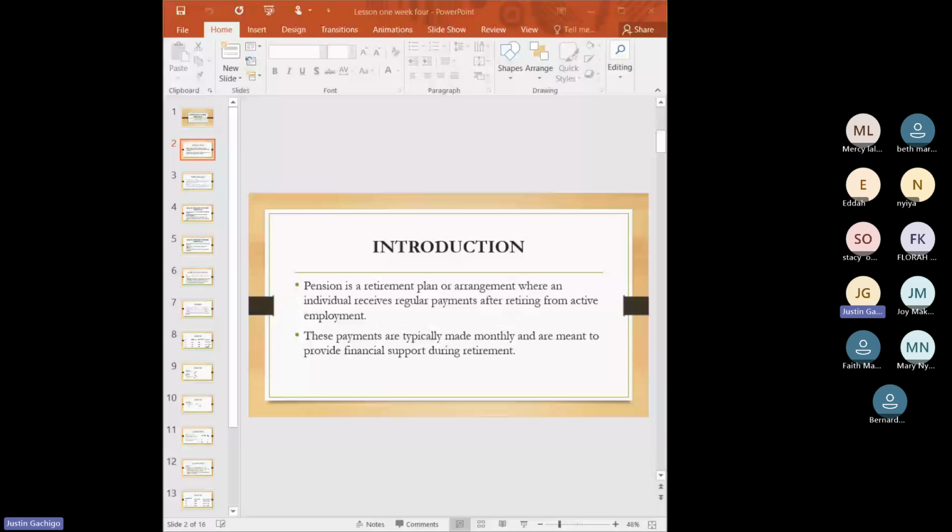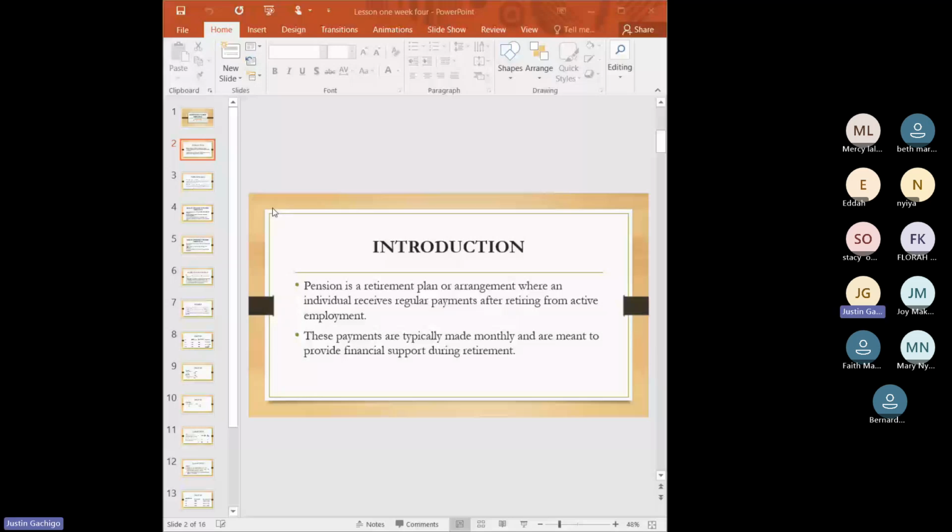So the pension payments are normally made regularly, and ideally it's on a monthly basis. So those people, especially all of us, like the teachers, the doctors, the police, the military, and even those in the private sector, they normally get something at the end of the month in the form of the pension.